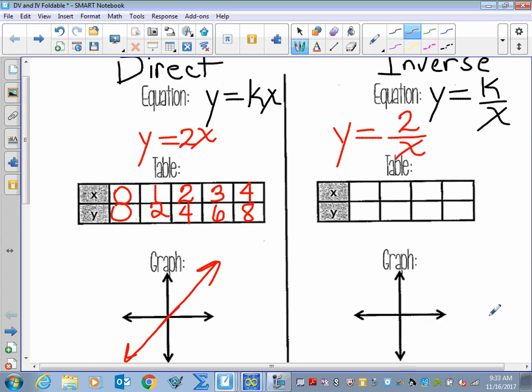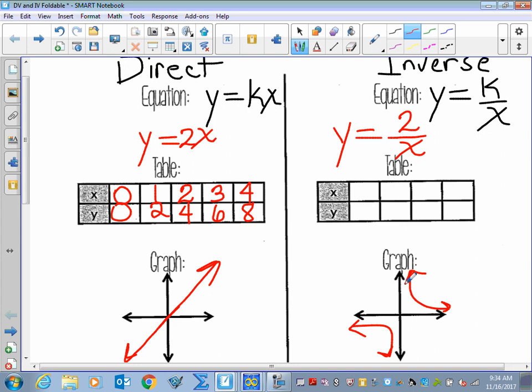Okay, it looks totally different from a direct variation. Do you agree? Right, so this particular one, which is opposite from direct variation, when you graph this, you should actually see 2 graphs. How many people saw 2 graphs? Right, so you should actually see 2 graphs, and that's what your graphs will look like for all inverse variation.